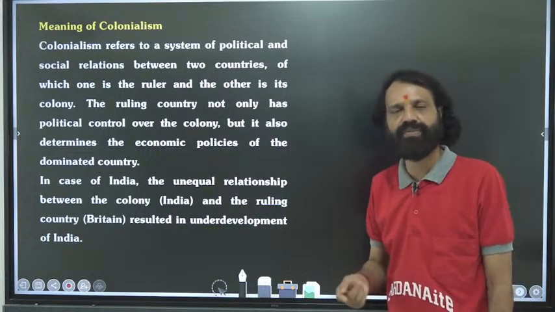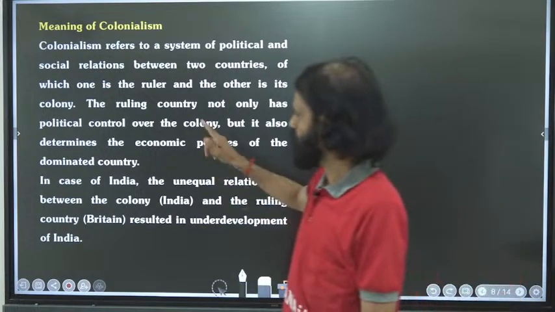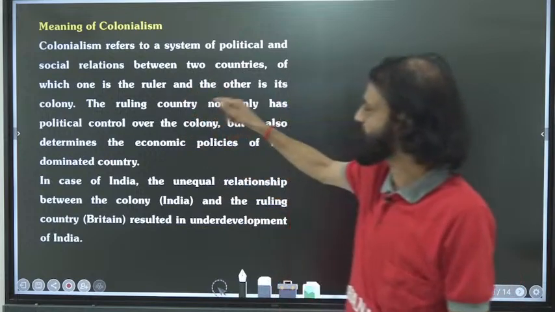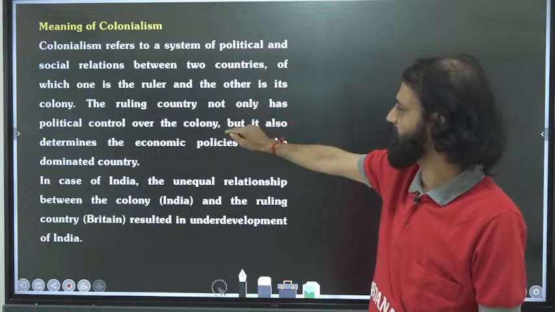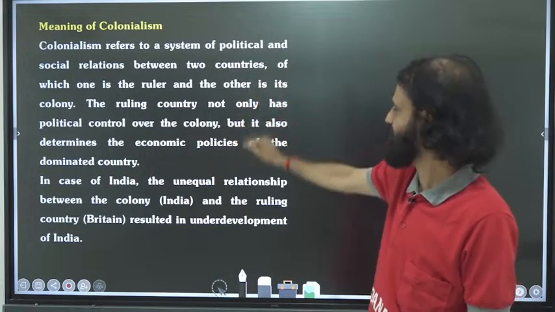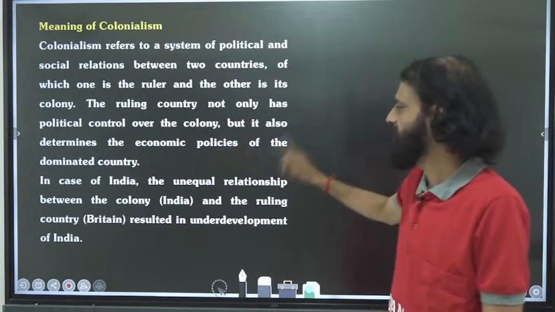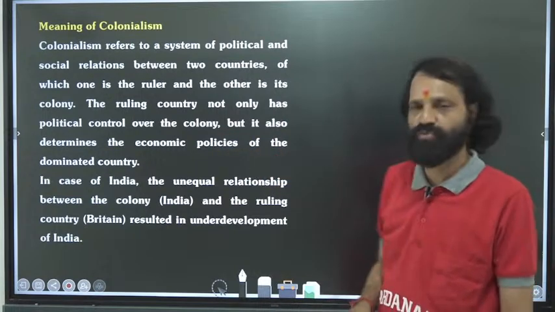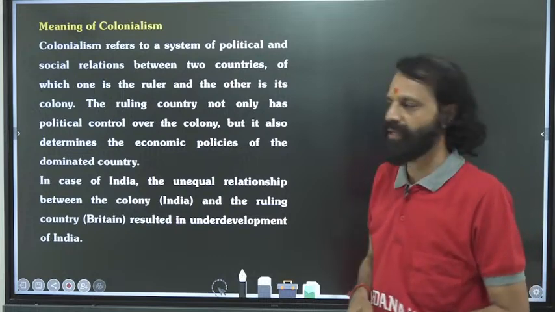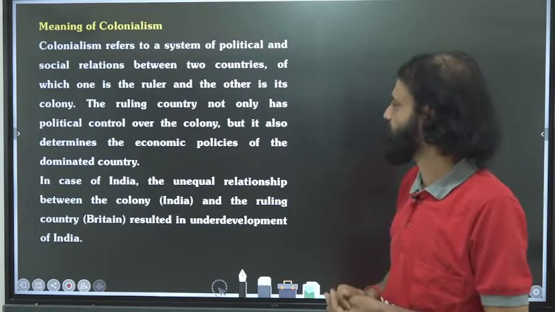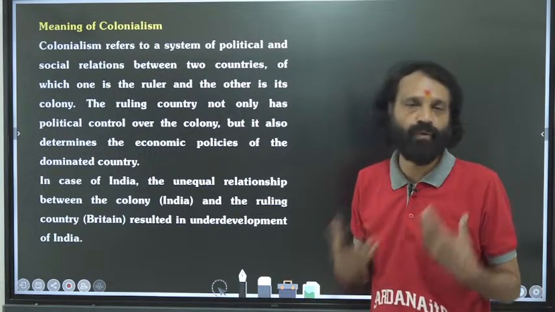Here in India, we were the colony. India was the colony, and Britain was ruling as the ruling country. Not only has it political control over India, but it also determines the economic policies of the dominated country. That is why Britain made new laws and strategies, but actually they destroyed the Indian economy. They damaged the Indian economy completely.